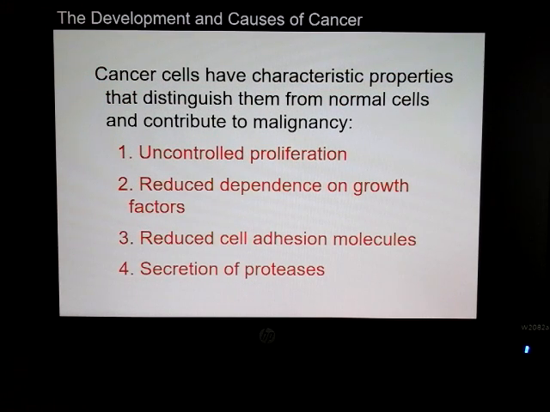So there are some characteristic properties, guys, that all cancer cells share. Usually uncontrolled proliferation, reduced dependence on growth factors. So usually the cells have to be stimulated with growth factors, but as time goes on, they don't need that anymore. They don't have to adhere. That's a big thing. Usually cells, especially epithelial cells, have to adhere to a matrix. Proteases get secreted. That's how they actually get out and into your system.